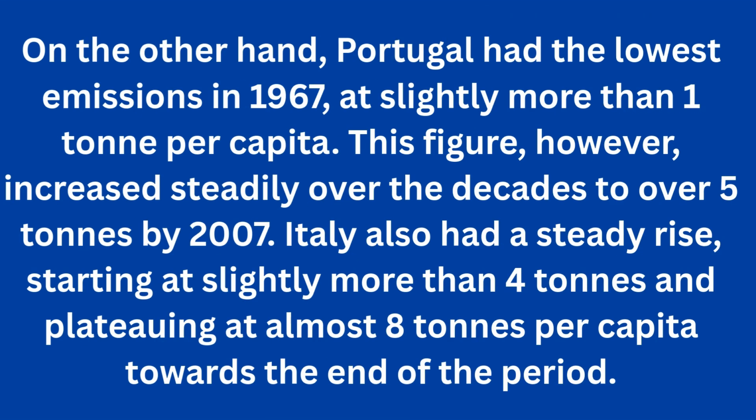On the other hand, Portugal had the lowest emissions in 1967 at slightly more than a ton per capita. This figure, however, increased steadily over the decades to over 5 tons by 2007. Italy also had a steady rise, starting at slightly more than 4 tons and plateauing at almost 8 tons per capita towards the end of the period.